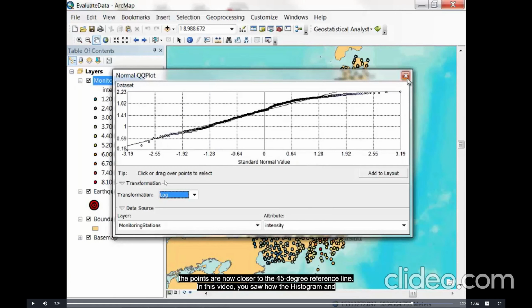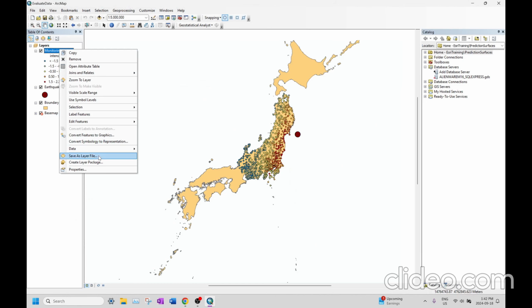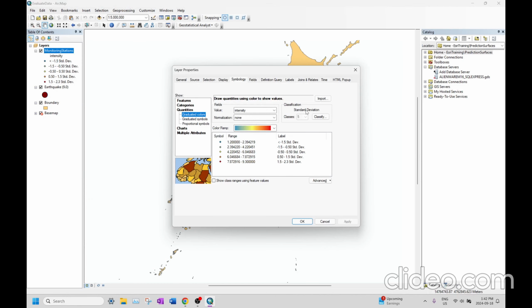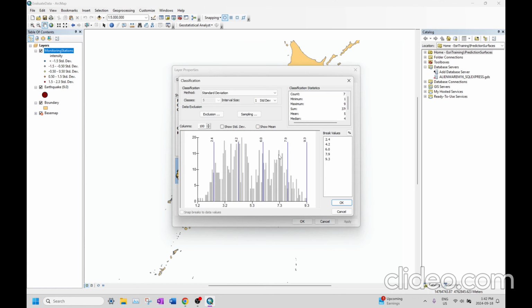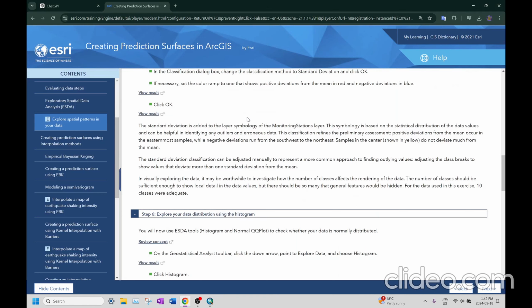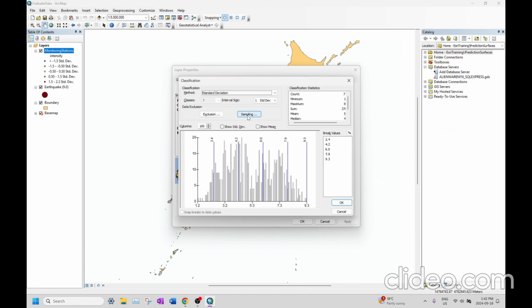Same as the QQ plot, just make some basic transformation. You can make the chart from being this into this. Layer poverty based on the tutorial instruction. I changed the classification method. It was natural break, I remember. Yeah, okay, it was natural break.